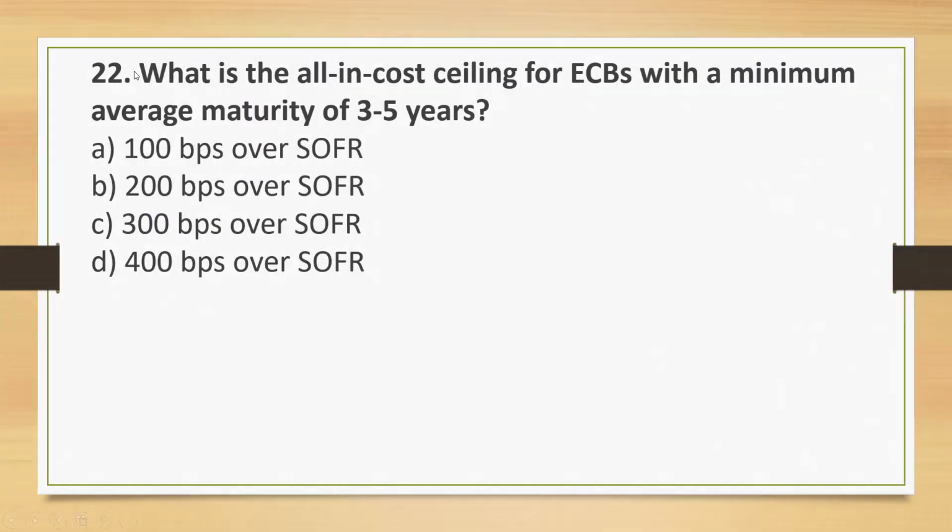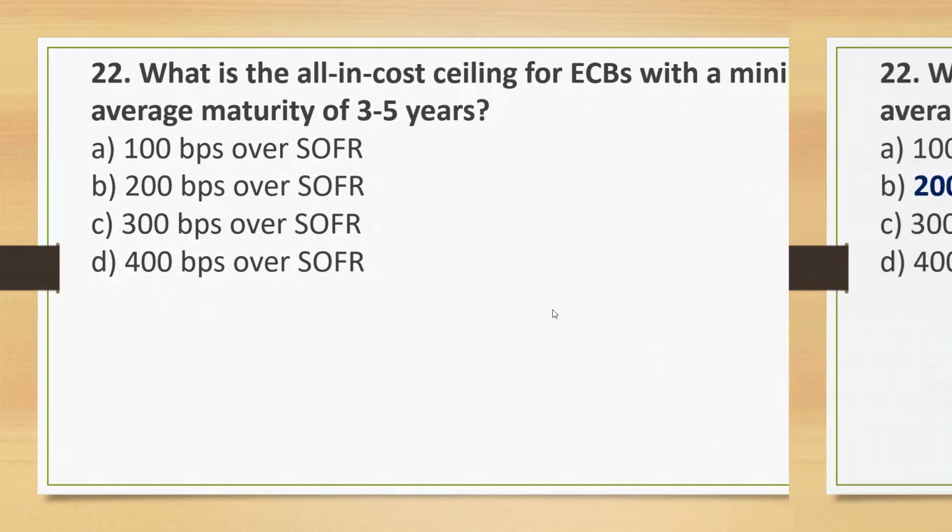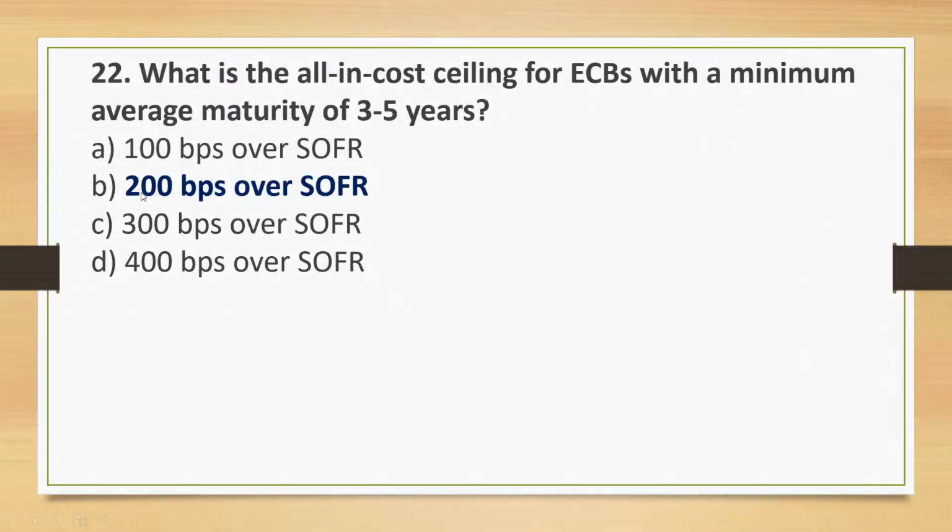Let's see the next question. What is the all-in cost ceiling for ECB with the minimum average maturity of 3 to 5 years? 100 BPS over SOFR, 200 BPS, 300 BPS, or 400 BPS. So let's see the right answer. Correct answer is B, that is 200 BPS over SOFR. So that will be the all-in cost ceiling.